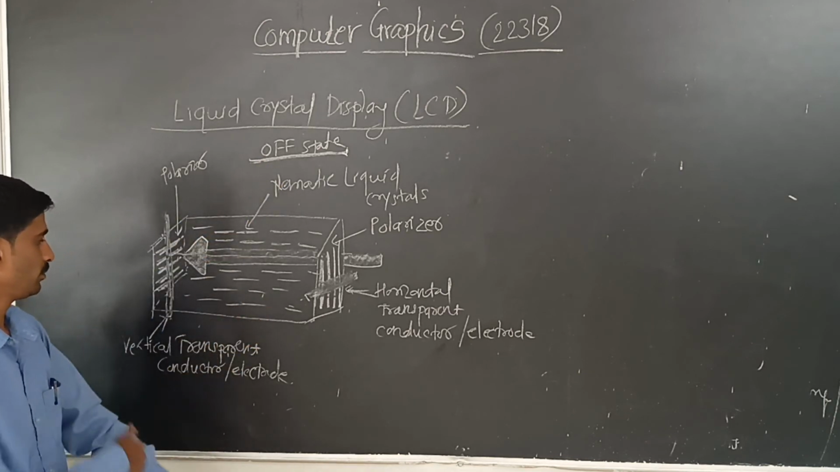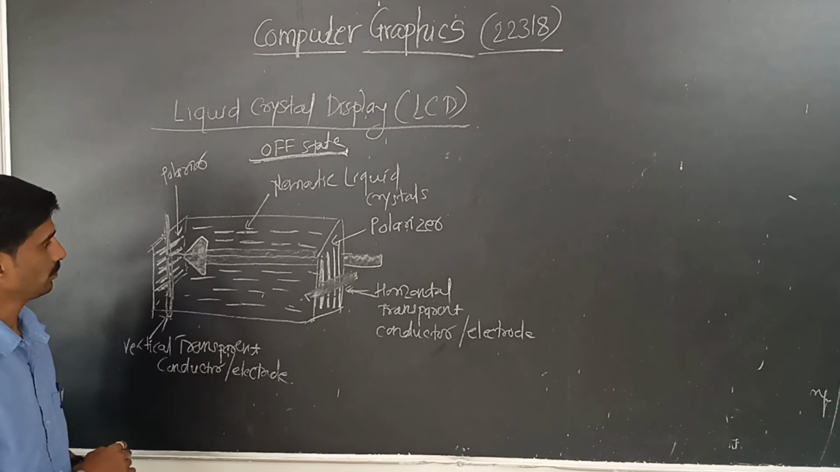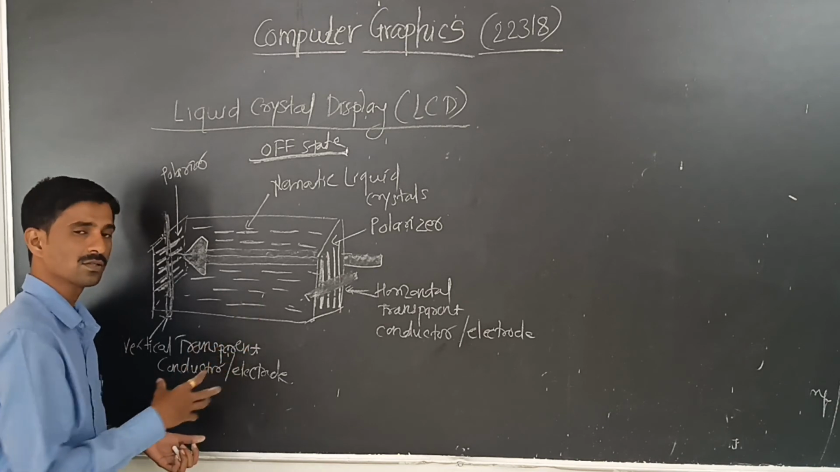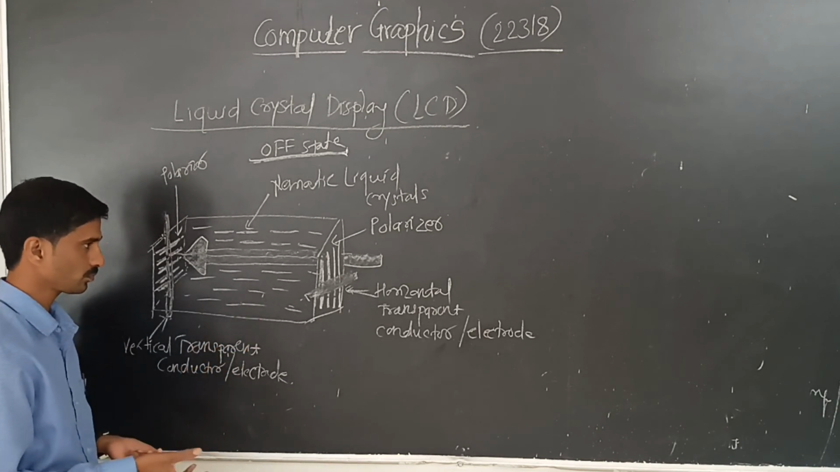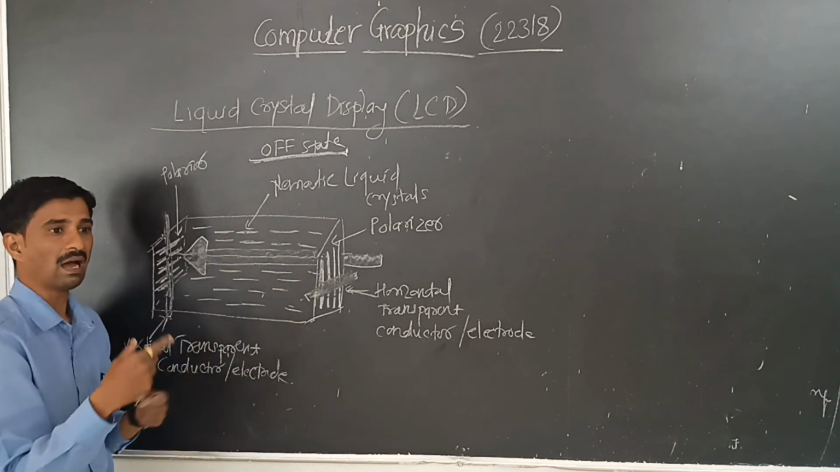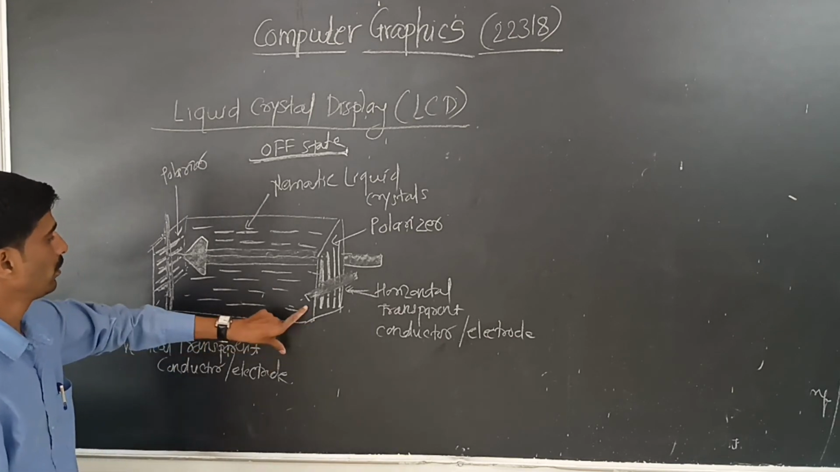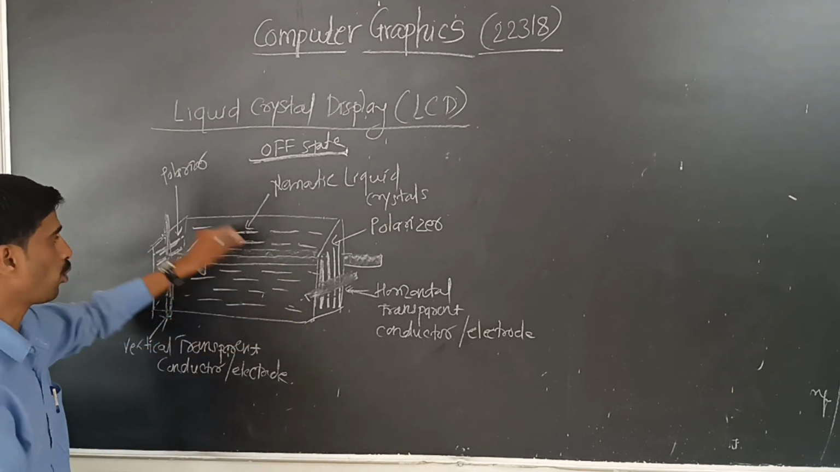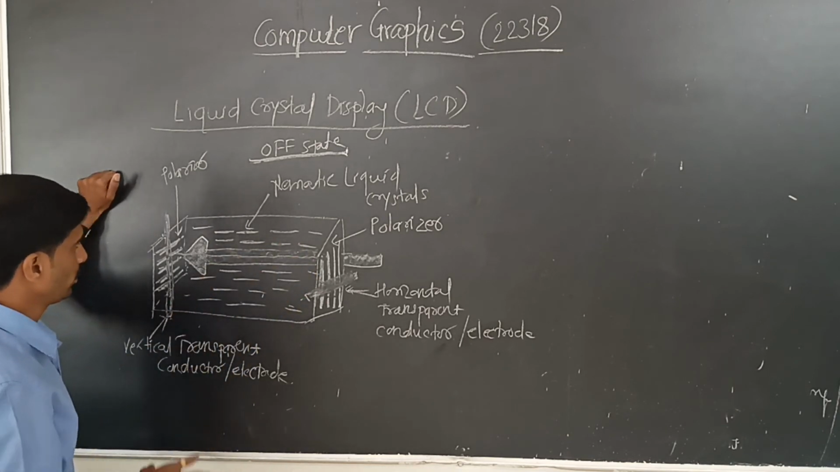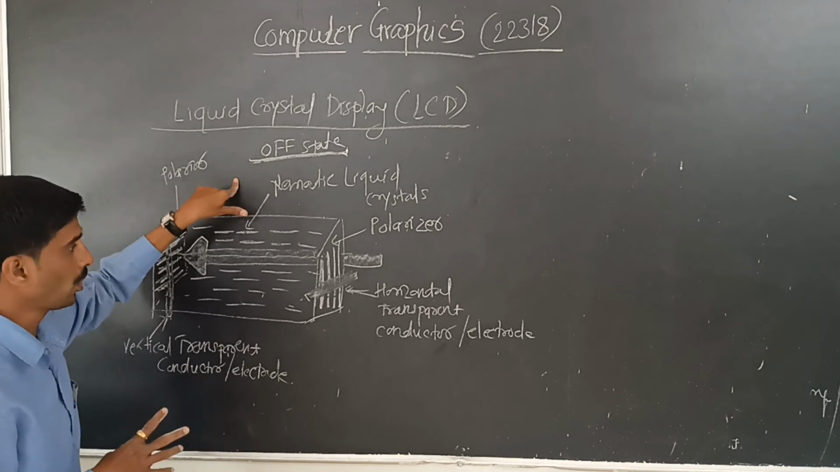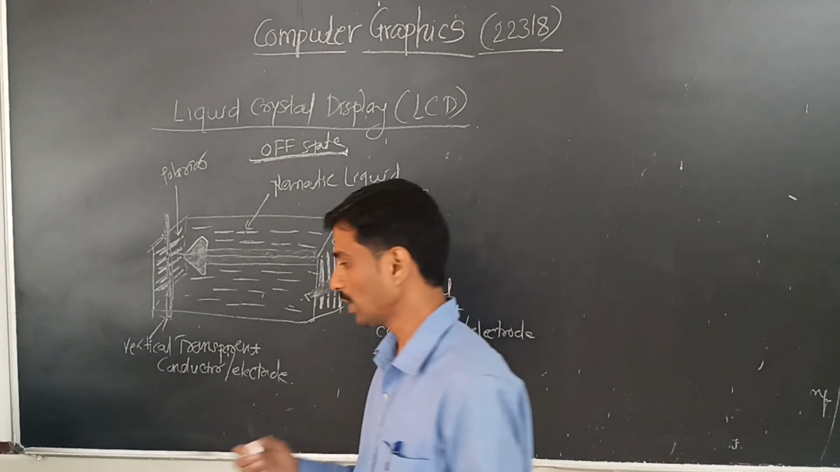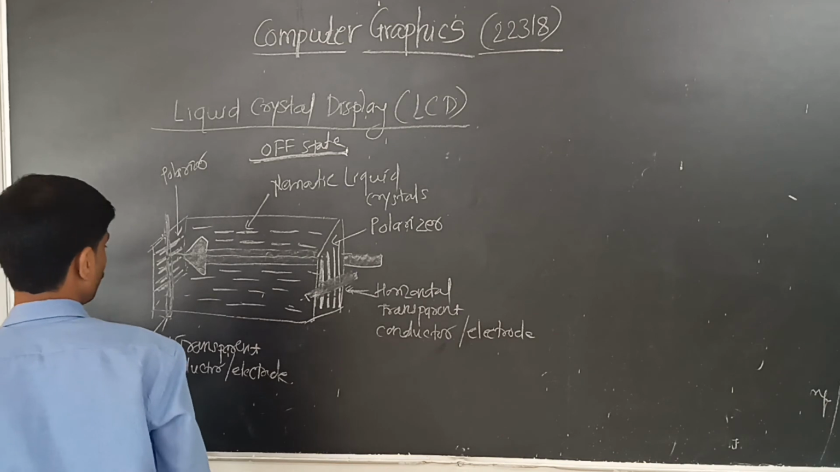But when it is on state, at that time the nematic crystals are aligned such that they can force the light to change the direction. So this is the off state. So what will happen in the on state? This is the off state.